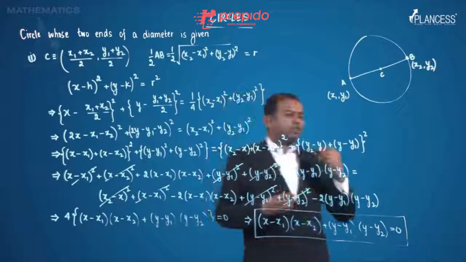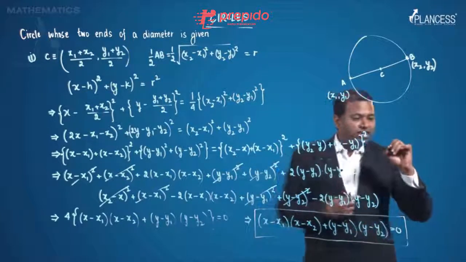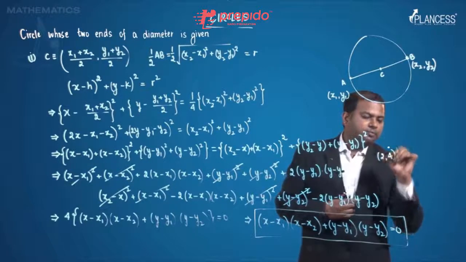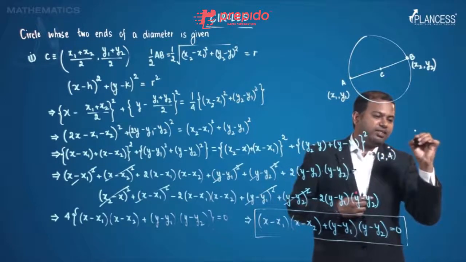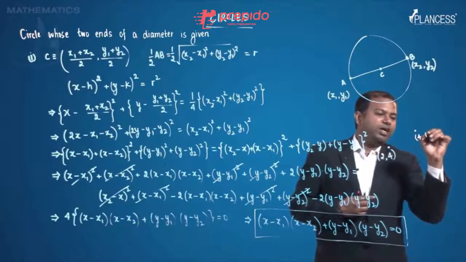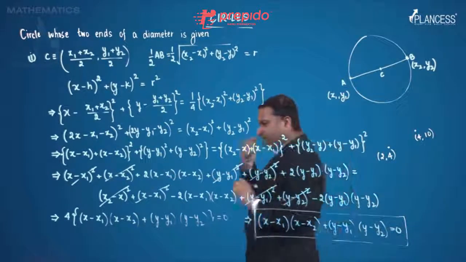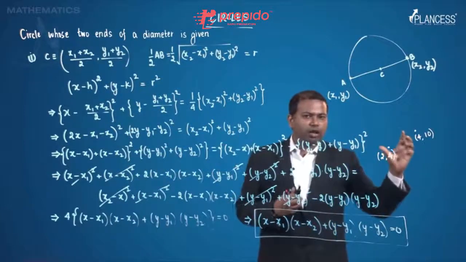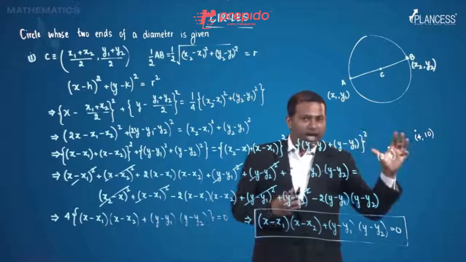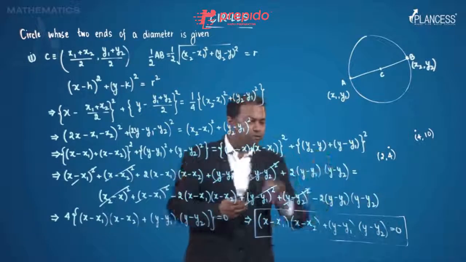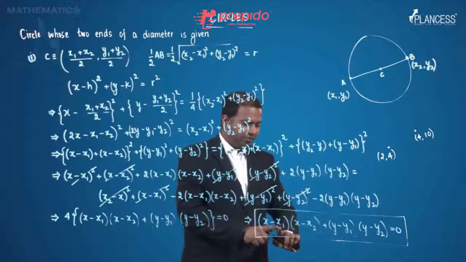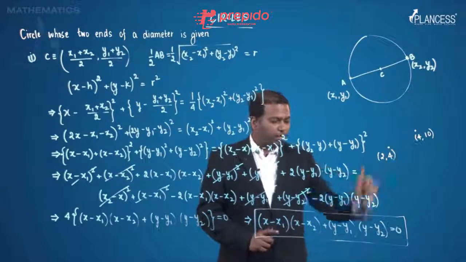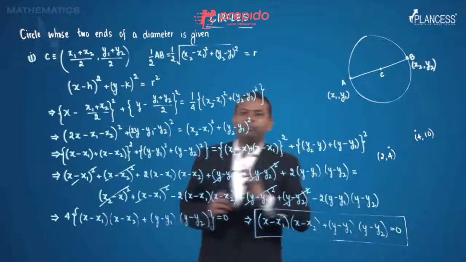So let us say someone asks you a question. The question is, if there are 2 points, let us say (2, 4) and another point is, let us say, (4, 10), how do you write the equation of the circle? So you do not have to calculate the center, you do not have to calculate the radius. What you have to simply do is substitute x1 = 2, y1 = 4, x2 = 4, and y2 = 10, and you will simply get the answer.